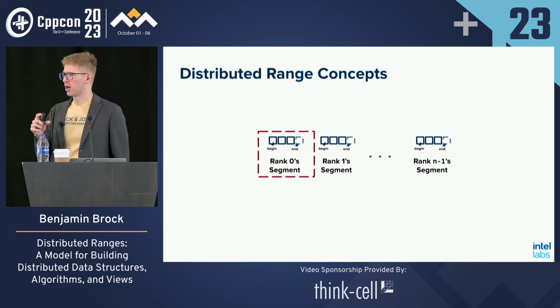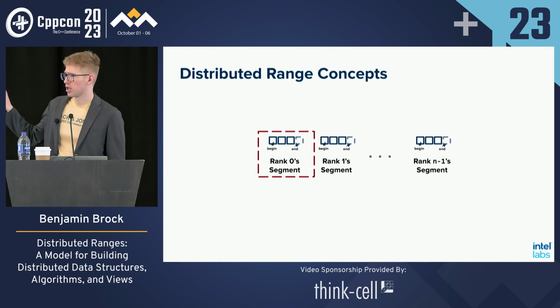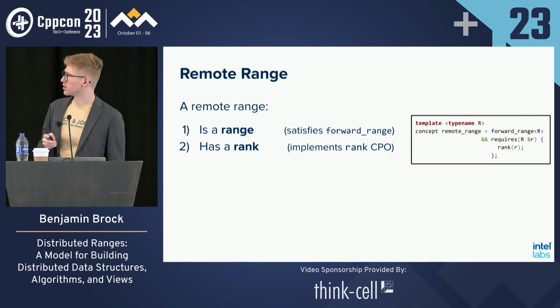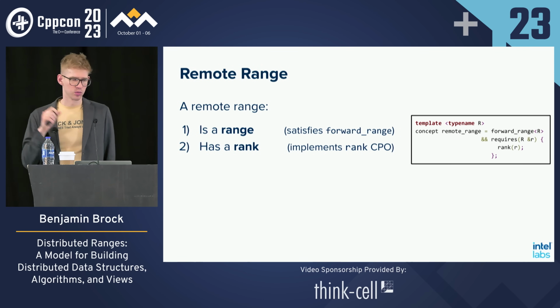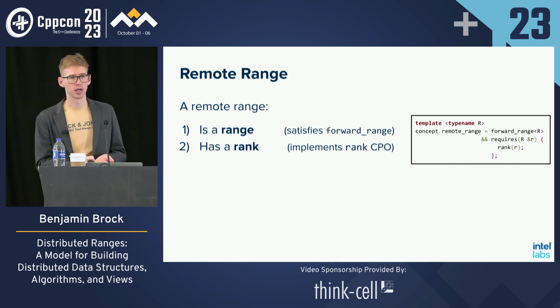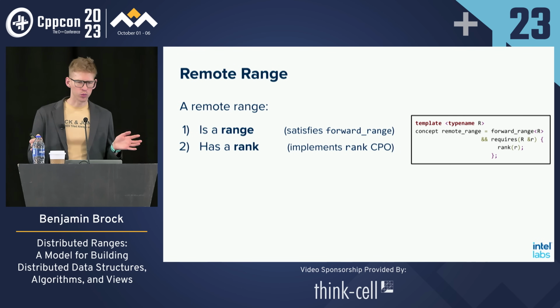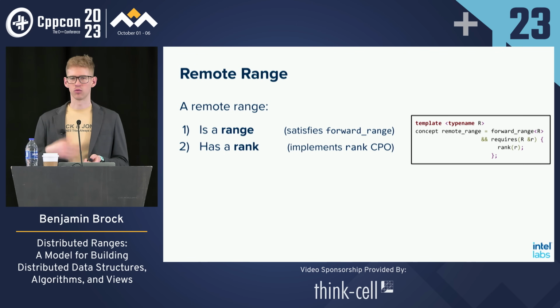I want to start from the bottom up. So if we have, say, a distributed vector, it's going to consist of a bunch of segments. And I want to talk about what this thing highlighted in red is, one of these segments. What we came up with is that it's a remote range, which is a range with an additional concept of locality, which we call rank, using a customization point. So a remote range just has to be a forward range, and then it has to have a rank.